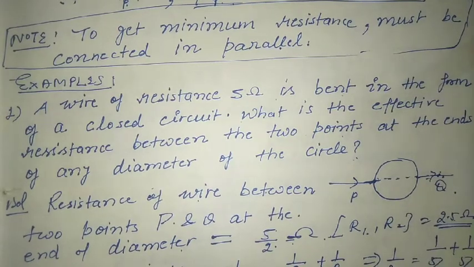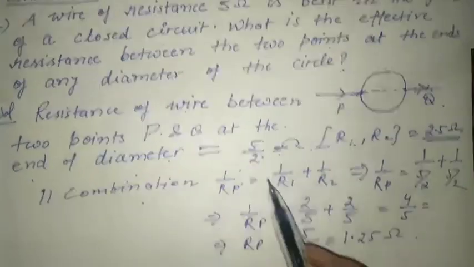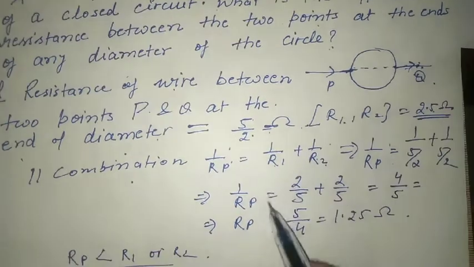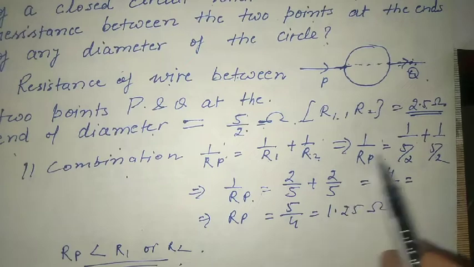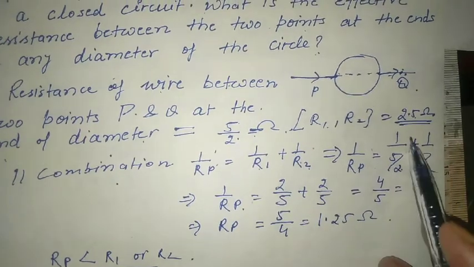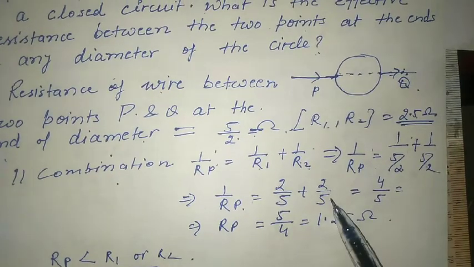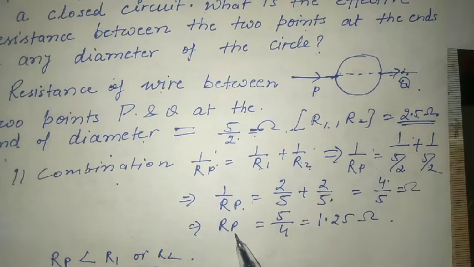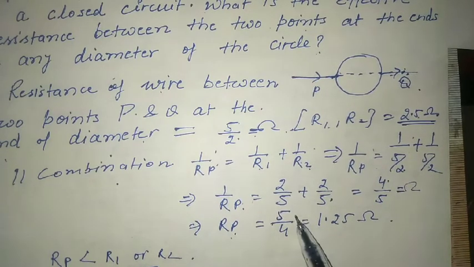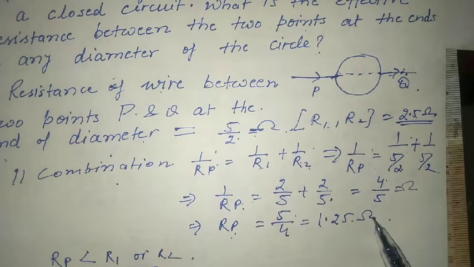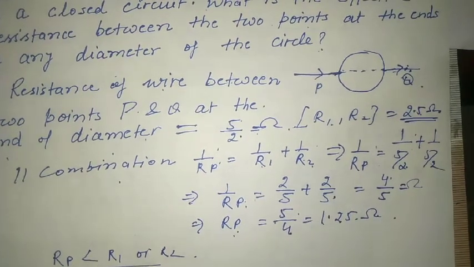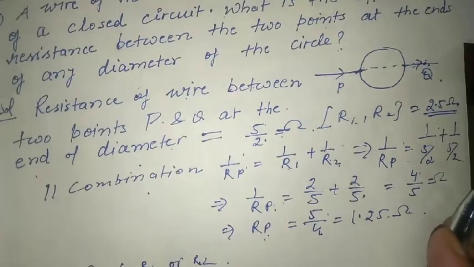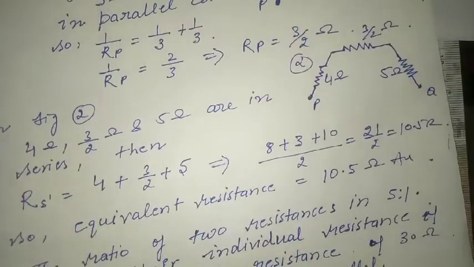In parallel combination, 1 upon Rp is equal to 1 upon R1 plus 1 upon R2. When we solve this, we get 1 upon Rp is equal to 2 upon 5 plus 2 upon 5, so this is 4 upon 5 ohm. Rp is equal to the reciprocal, 5 upon 4, 1.25 ohm. So we can see here Rp is less than R1 or R2. This kind of numerical we can do.